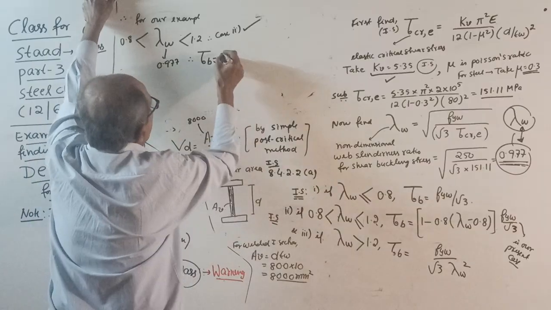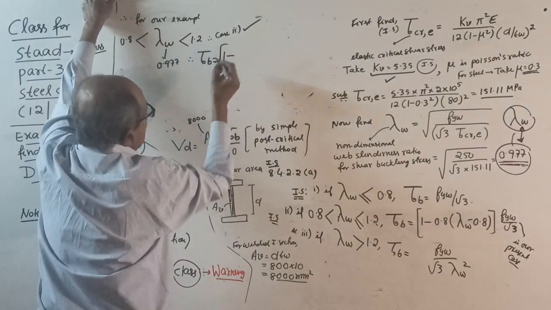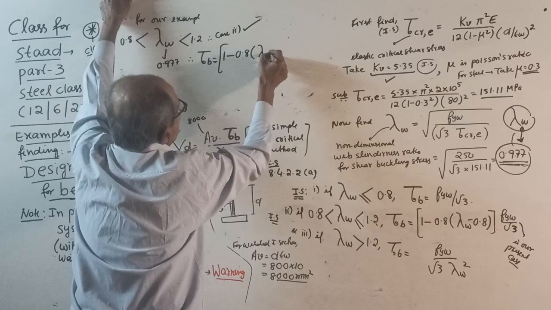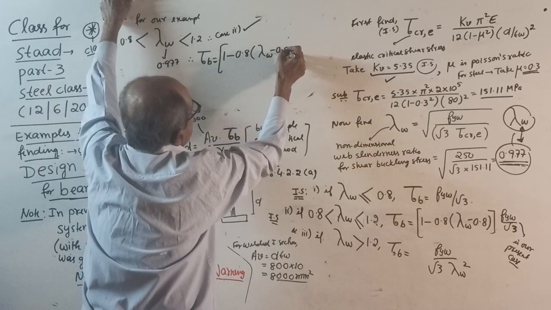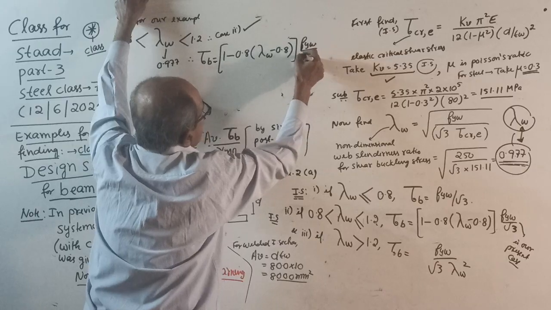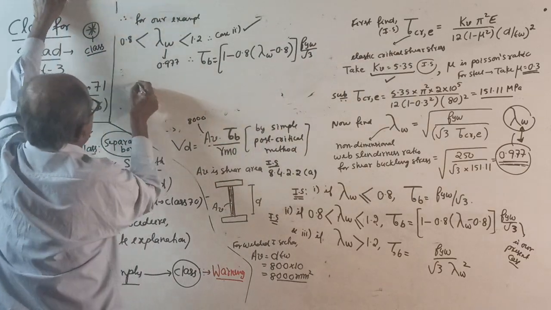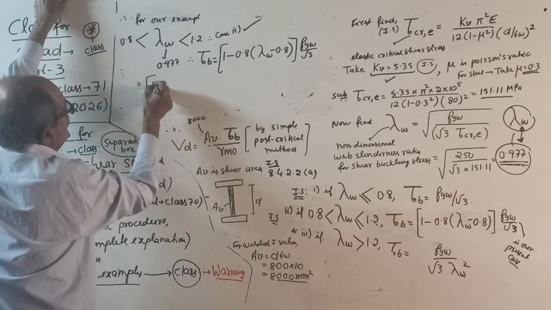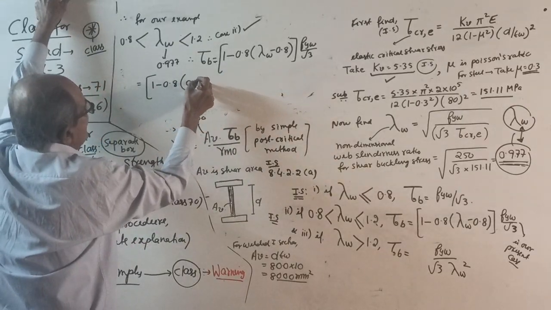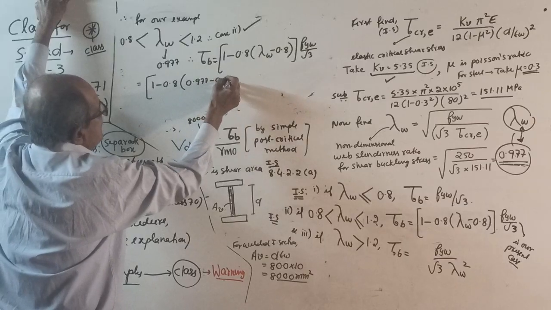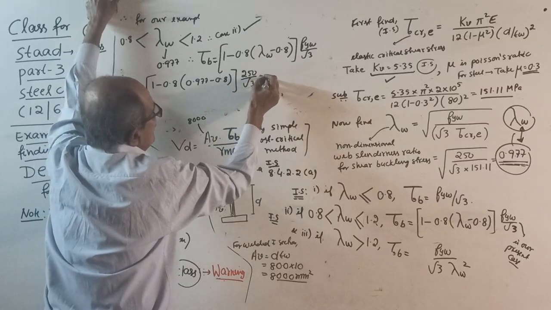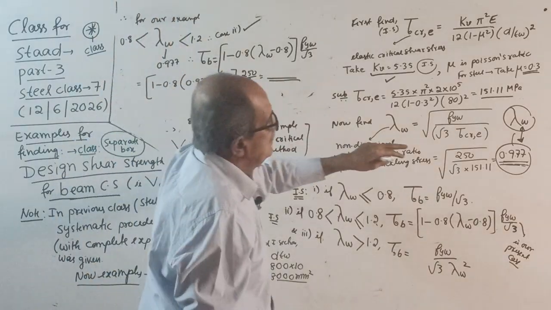Once again write tau b equal to bracket 1 minus 0.8 times lambda w minus 0.8, close the bracket, into fyw by root 3. That is 1 minus 0.8 into lambda w. How much you got? 0.977 minus 0.8, close the bracket, into 250 by root 3. Answer will come. I noted down the answer.